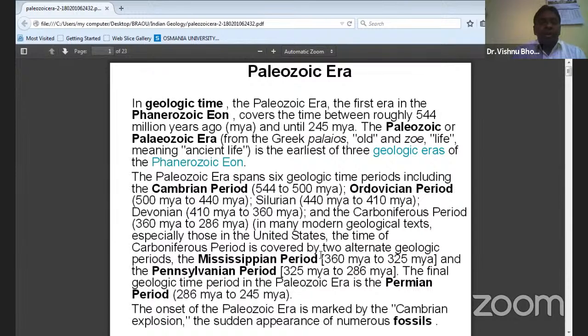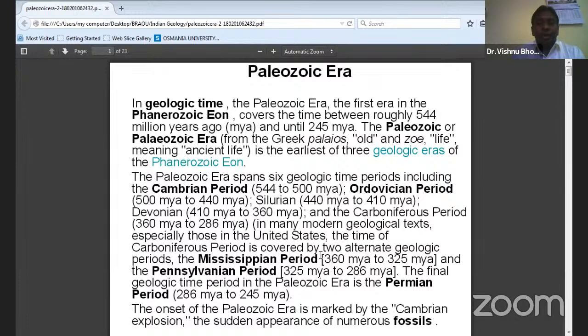The word Paleozoic is derived from the Greek. Paleos means old and zoe means life, so it means the ancient life.